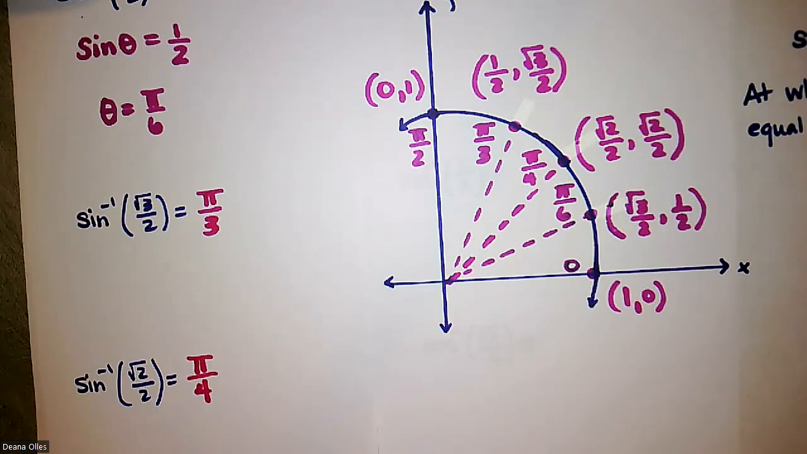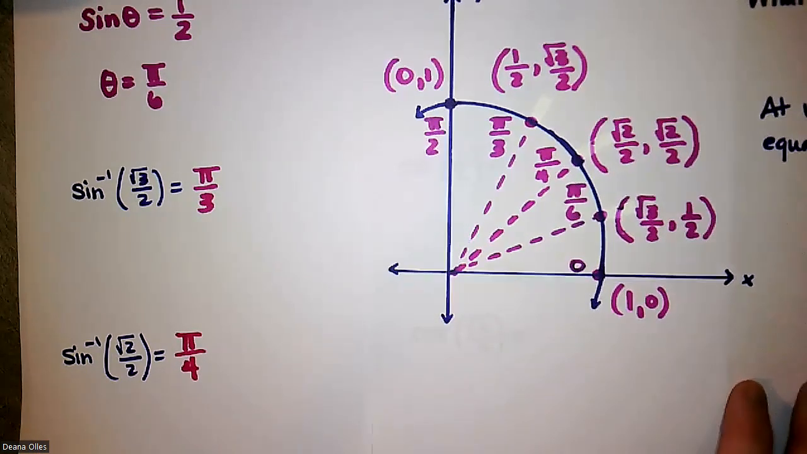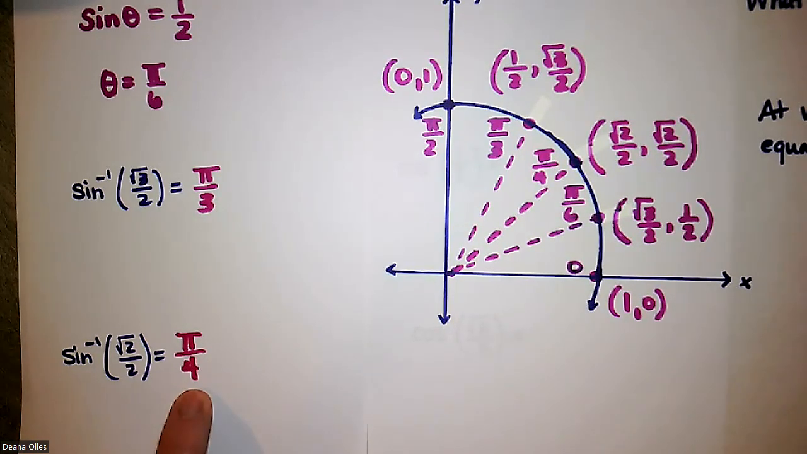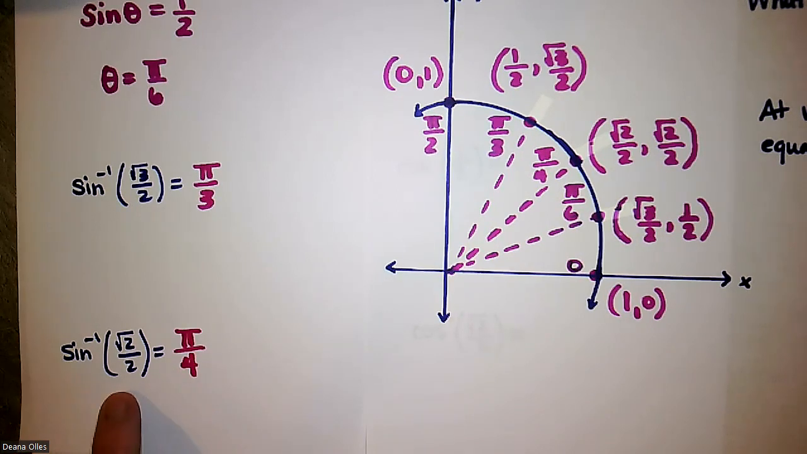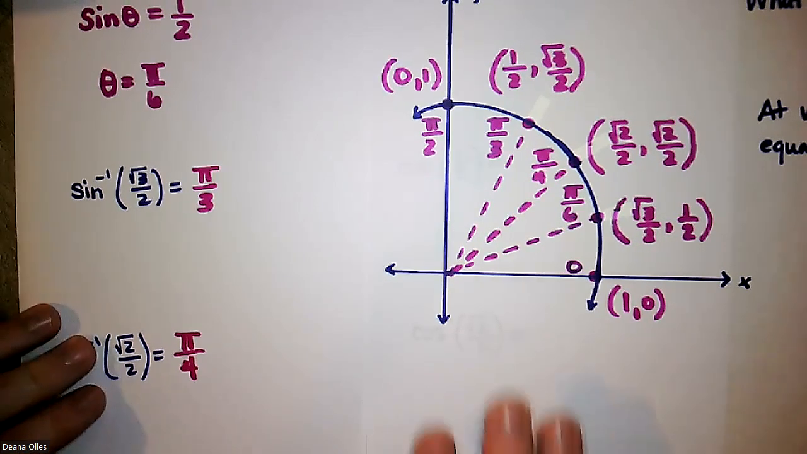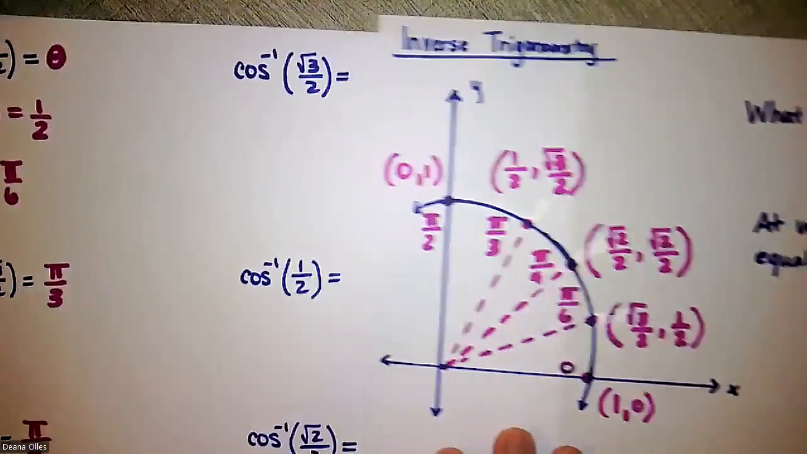So we're asking the same questions we asked before, but in a different order. Instead of me saying, what is the sine of pi over 4? Well, the sine of pi over 4 is radical 2 over 2. Now I'm saying, when is the sine equal to radical 2 over 2? At pi over 4. All right, so let's go ahead and take a look at our cosine evaluations that I wanted to do.